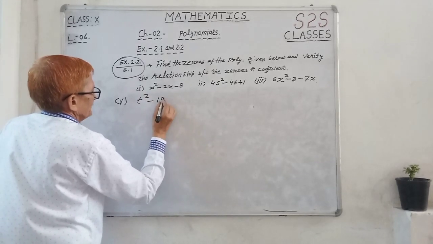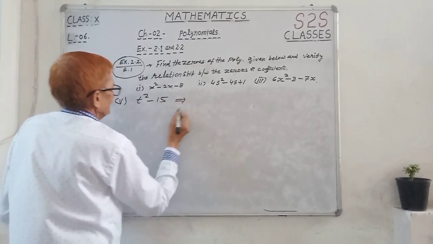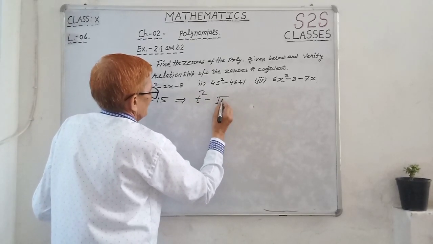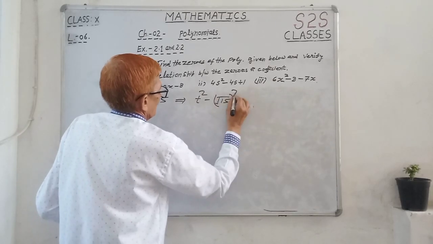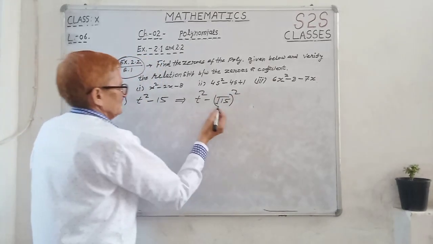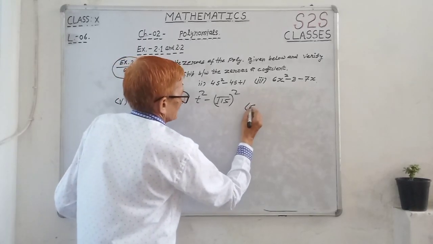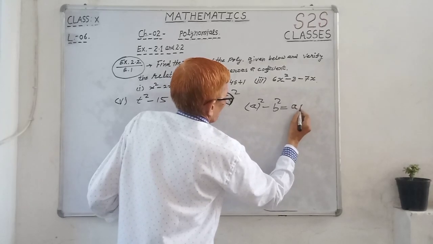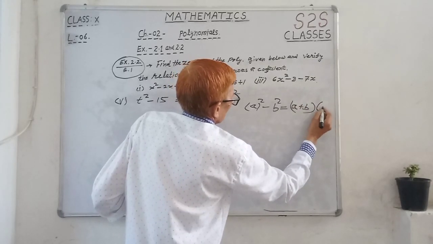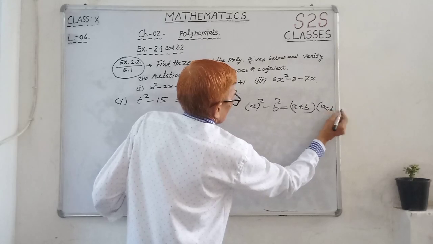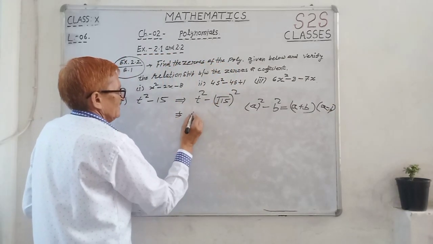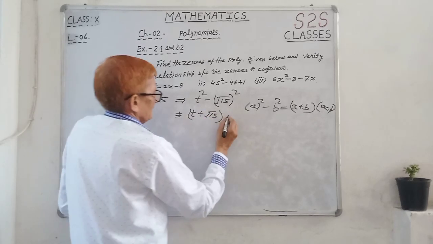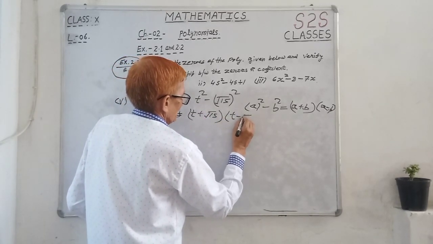T square minus 15. This we can write as t square minus root 15 whole square. Like this we can do. Directly, two terms, a square minus b square. The factors of a square minus b square are a plus b into a minus b. So these two factors: t plus root 15 and the other t minus root 15.